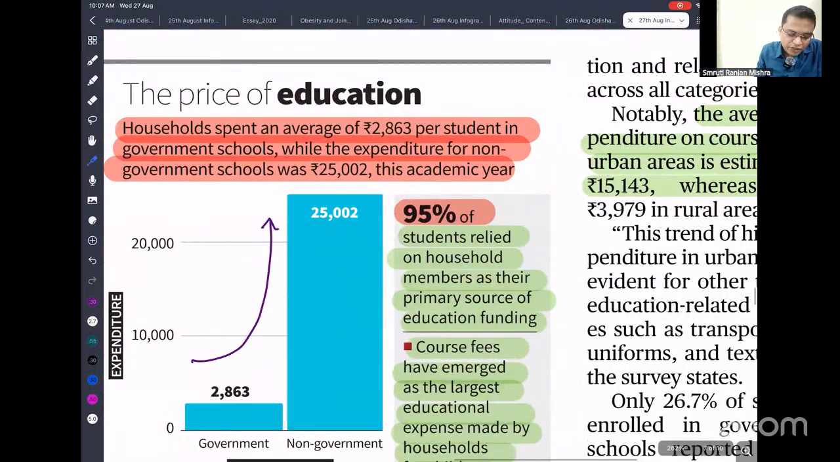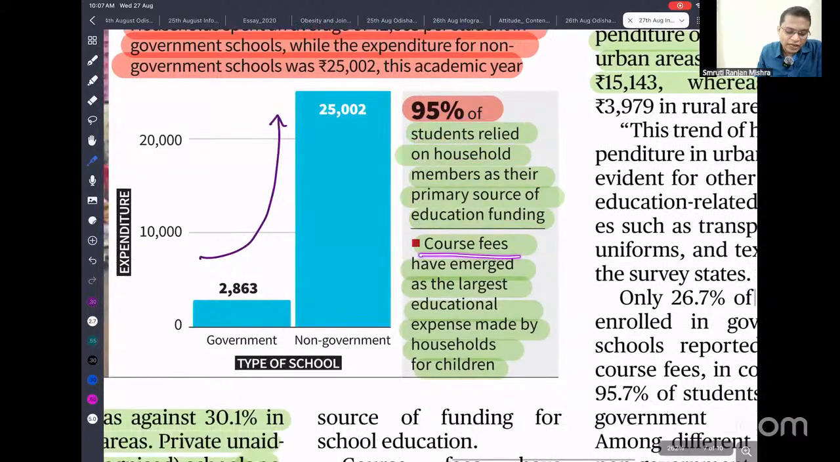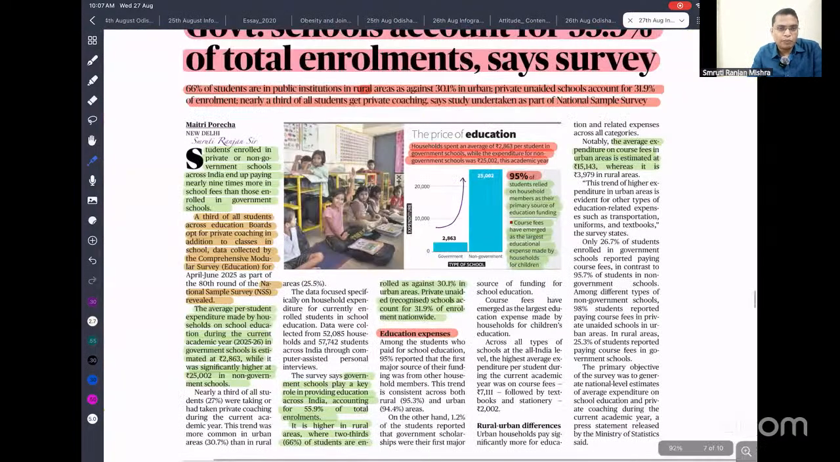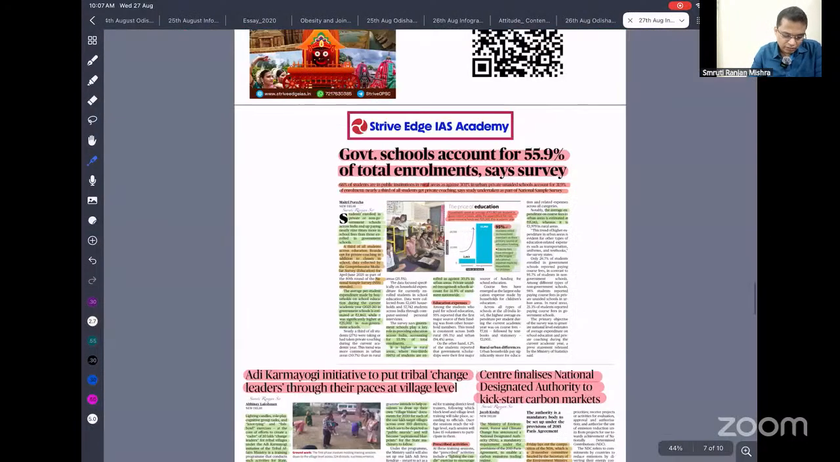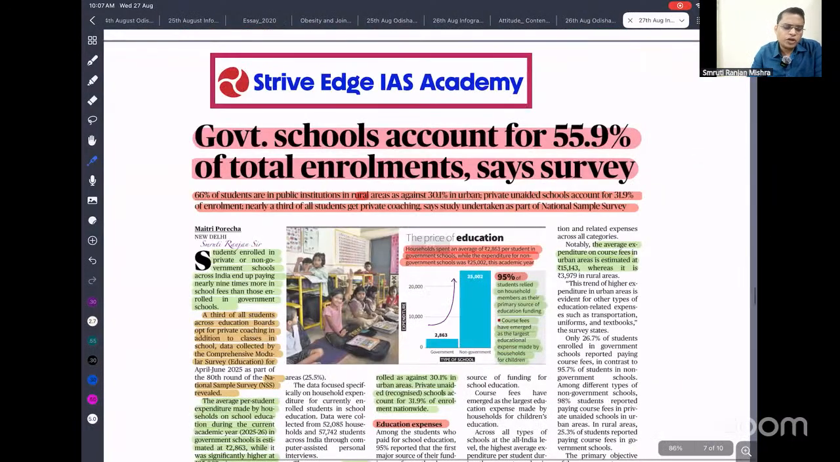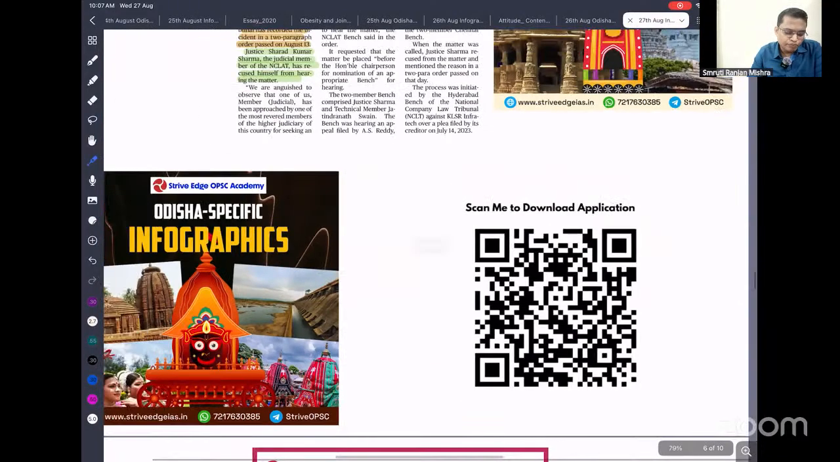So 95% of the students rely on household members as their primary source of education funding, and course fee has emerged as the largest chunk of the expenditure on children. If we can reduce that, then we can prevent children from dropping out of education. So this survey is more important, no need to go beyond that.